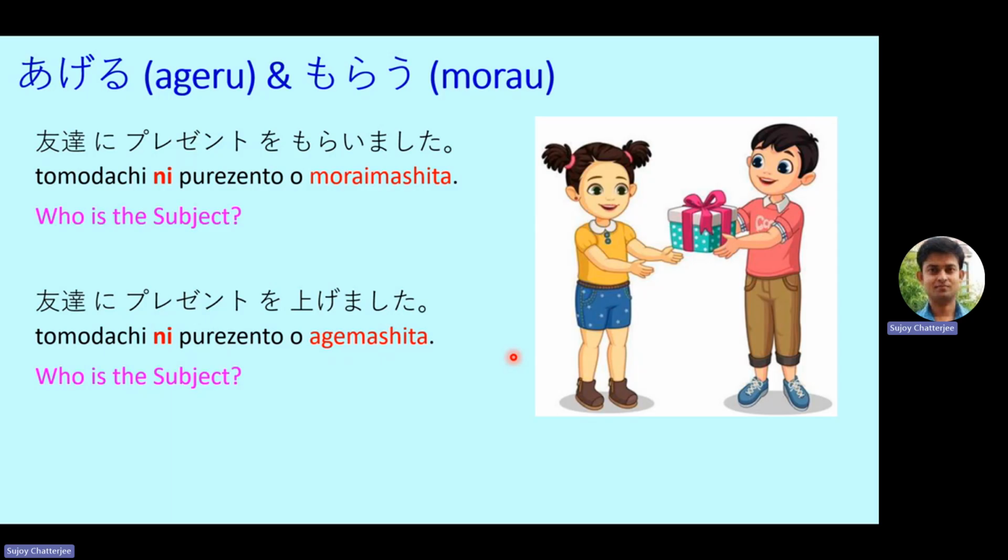So you have to be very, very clear about this concept of agemasu and moraimasu, because these two will be used only with the subject.